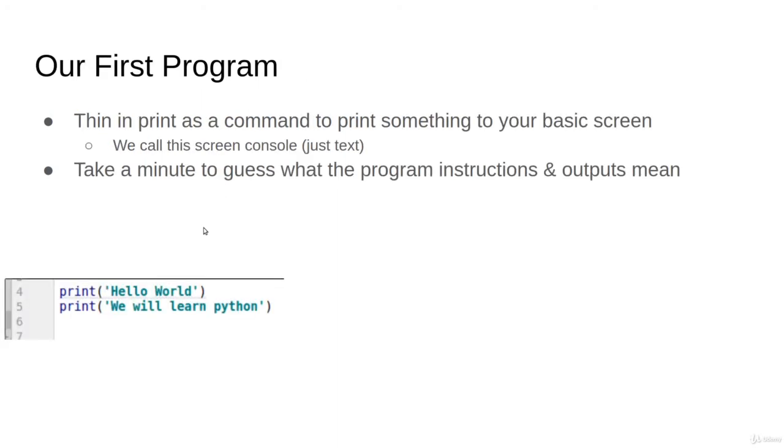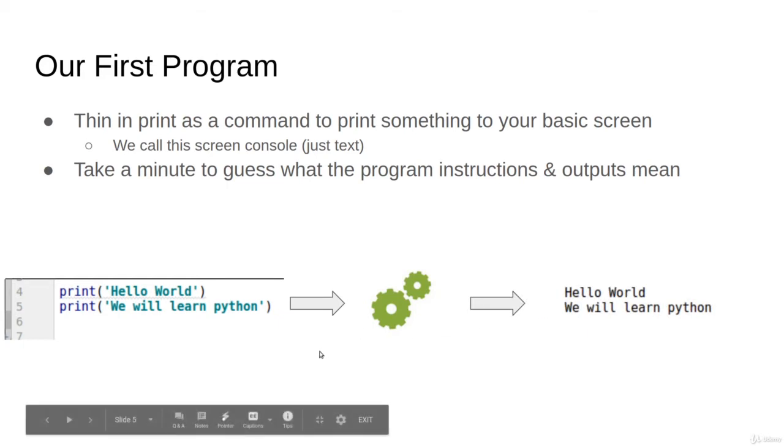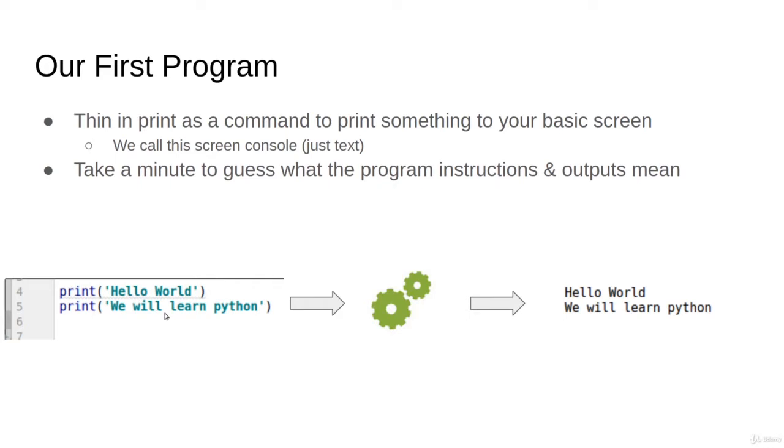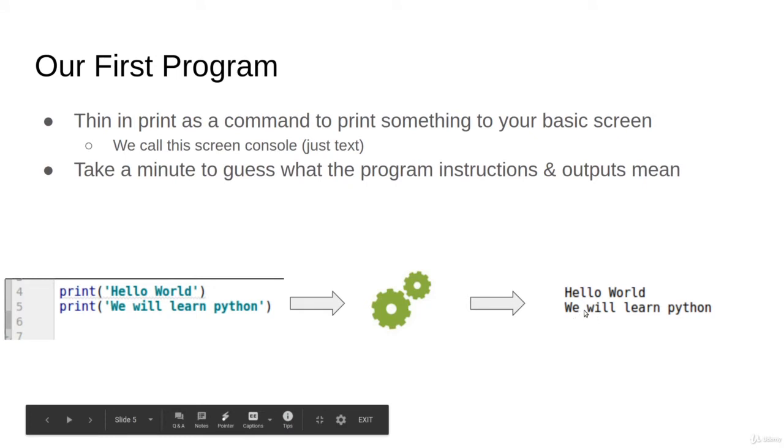So here we see our first program. This program consists of exactly 2 instructions, specifically 2 print instructions. After writing it, we give it to the interpreter, and then the interpreter will give us this output here. I would like you to stop the video for a minute and guess what this instruction means, and what is the relationship between it and this output.